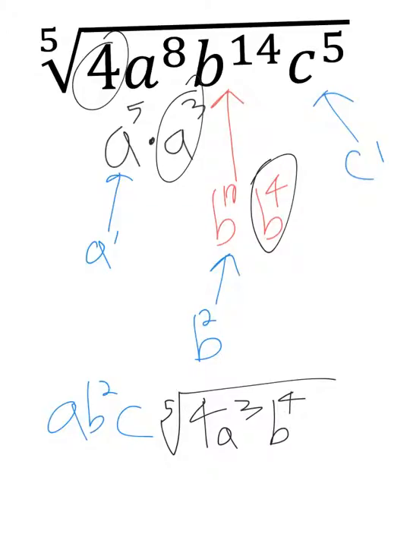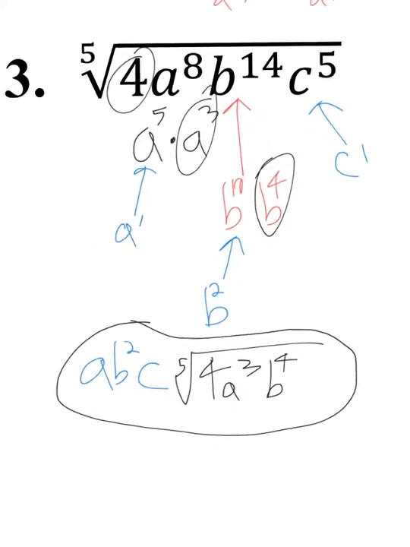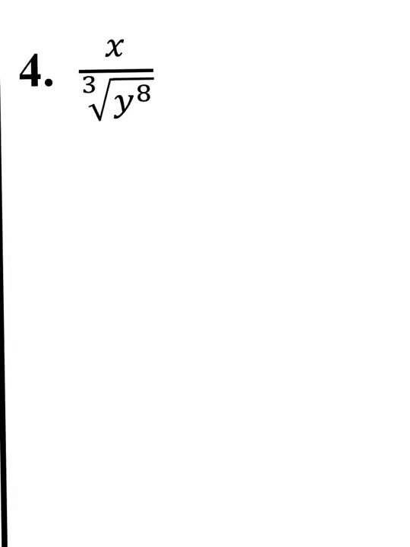So the takeaway is, if you can't divide it, if it doesn't make a whole number, split it up and use 2 numbers, and one of those can be divided by whatever is outside the radical, okay? So looking at number 4, it's going to be a similar thing.